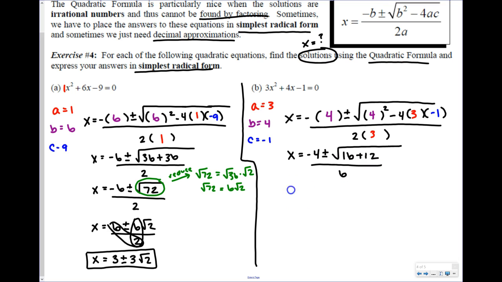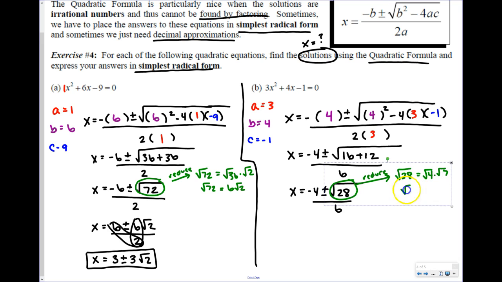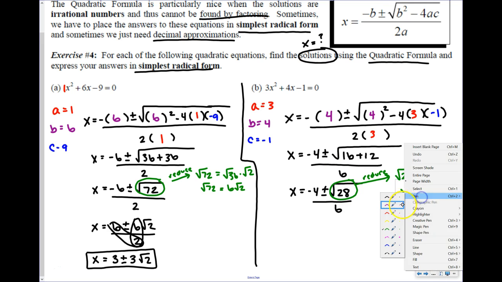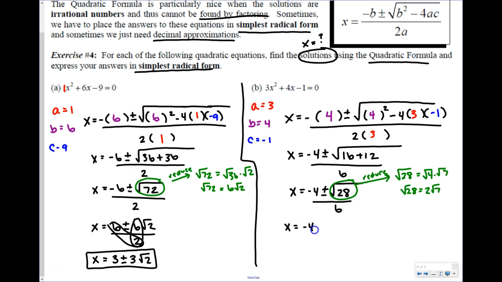Okay, so then I'm going to keep reducing. Negative 4 plus or minus the square root of 28 divided by 6. Now, 28 is not a perfect square, so again, I've got to take this 28 here and reduce it. So the square root of 28 is really the same thing as the square root of 4 times the square root of 7. So I end up getting 2 square root of 7. So when I reduce, I'm going to now write x equals negative 4 plus or minus 2 square root of 7 divided by 6. Okay?